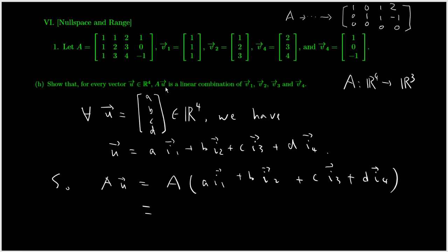A is linear. We have seen A is linear. So by that, A preserves vector addition and scalar multiplication. I will give you the next step. You will know what I mean. The next step is a times A I1, and then plus b times A I2, and then plus c A I3, and then plus d A I4. Again, A preserves vector addition and scalar multiplication. By that we mean A preserves linear combinations of any vectors in R4.